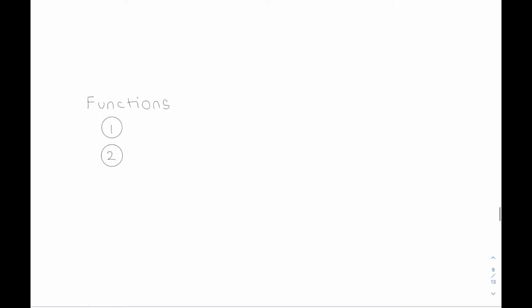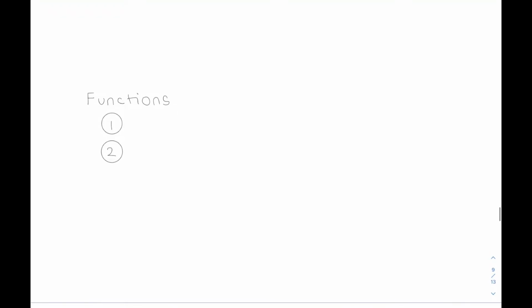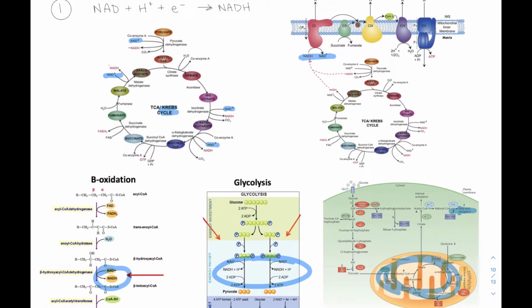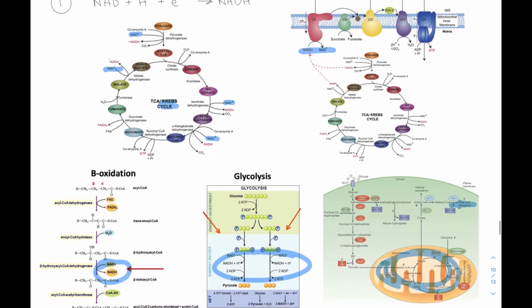Alright, so now what we need to know is that NAD has two distinct functions. The first is that it acts as a cofactor for redox reactions, and the second is that it acts as a substrate for enzyme catalyzed reactions. So let's talk about this first function. Kind of crazy, but let's break it down.